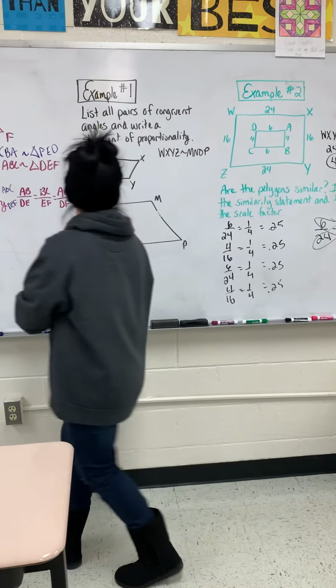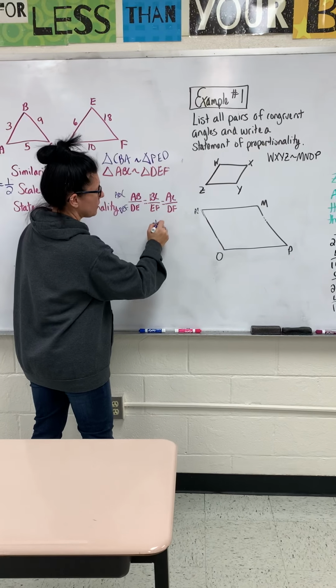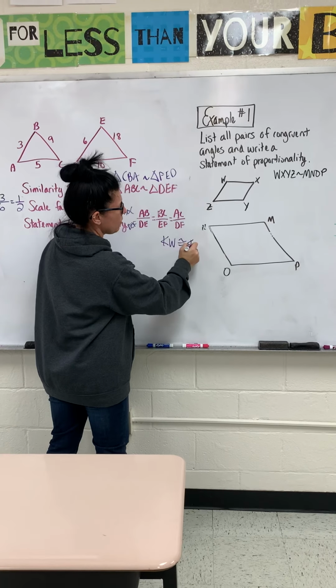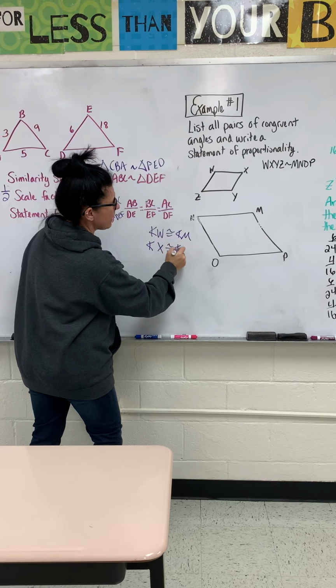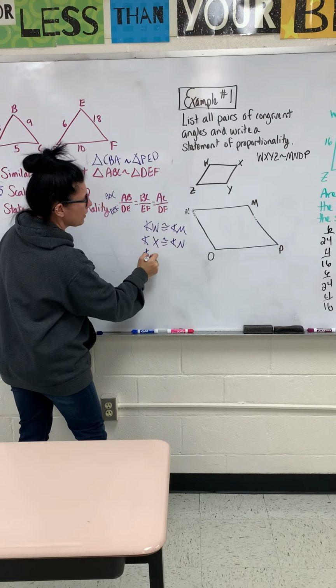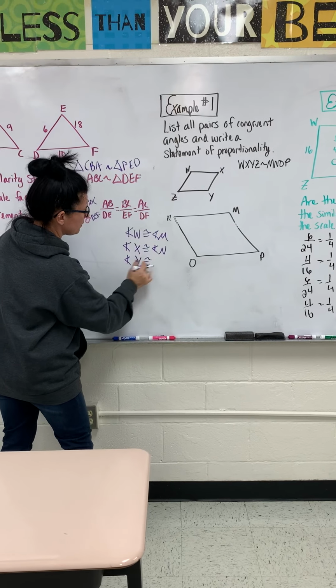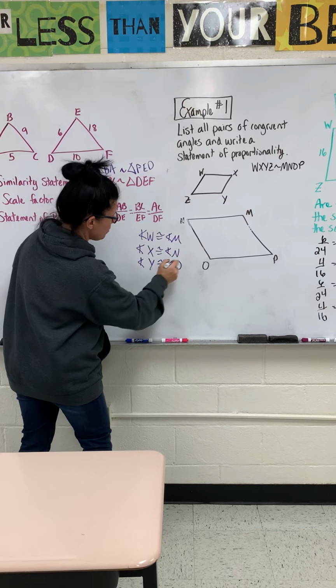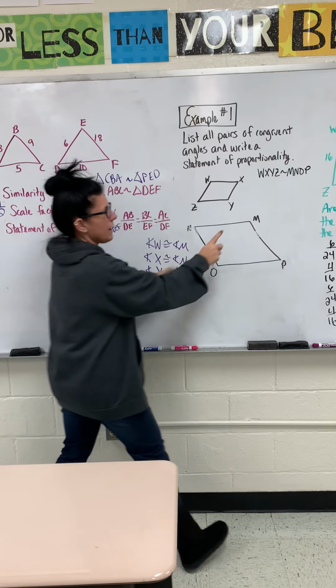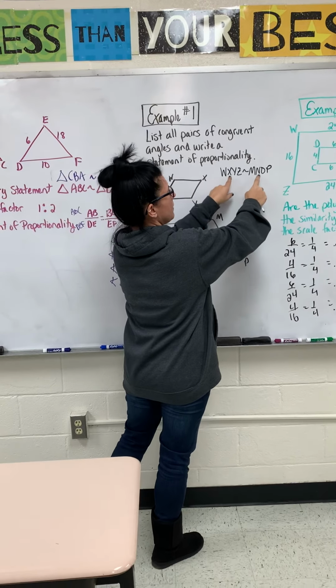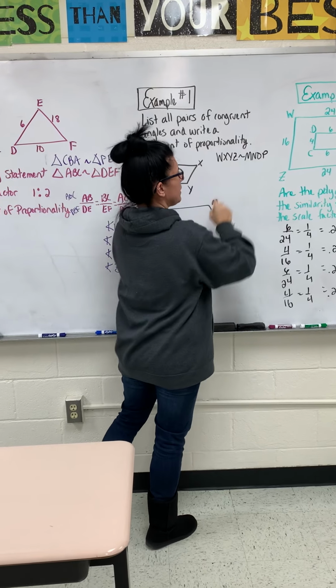So my congruent angles. Angle W is congruent to angle M. Angle X is congruent to angle N. Angle Y is congruent to angle O. Angle Z is congruent to angle P. I got that from here. W and M, X and N, Y and O, Z and P.